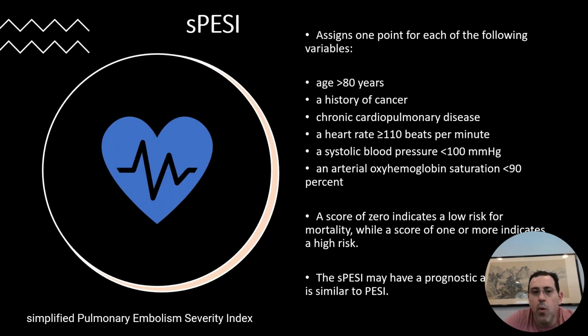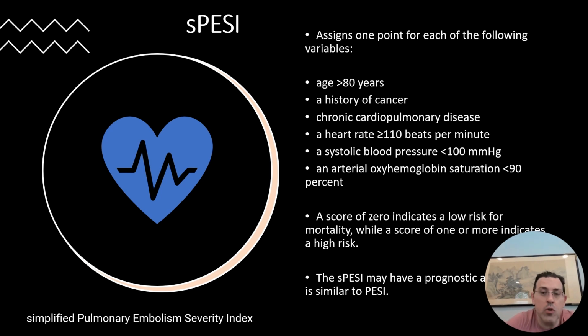Now, there's something called the PESI, which stands for the Pulmonary Embolism Severity Index. The PESI contains many, many variables, and arguably it's difficult to use because it has so many variables. But luckily, there's something called the SPESI, which is just the simplified Pulmonary Embolism Severity Index. And it's just these particular variables that you see here: age, history of cancer, chronic pulmonary disease, etc.